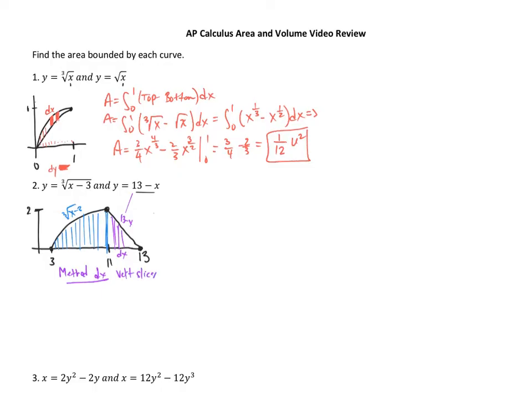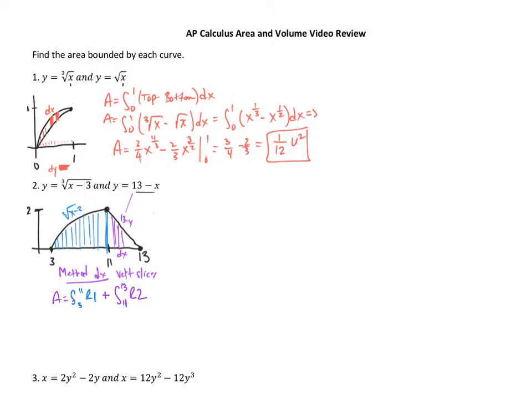All right, well, over here I have two regions. The area is going to be the integral from 3 to 11 of region 1. Actually, we can color coordinate this, so the area will be the integral from 3 to 11 of region 1, then we'll say plus the integral from 11 to 13 of region 2.